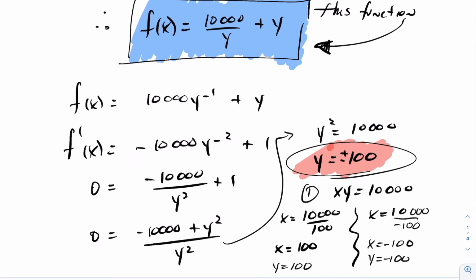So solving for x here, we get that when y is 100, x is 100, and when y equals minus 100, x is minus 100. These are two local minimum points. Since we want an absolute minimum, we're going to go ahead and choose this value here. So the answer for this is when x equals minus 100 and y equals minus 100, the product is 10,000 and the sum is a minimum.